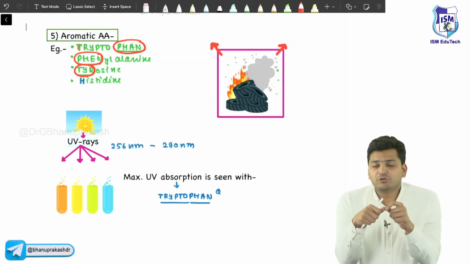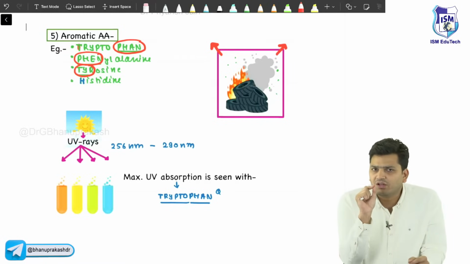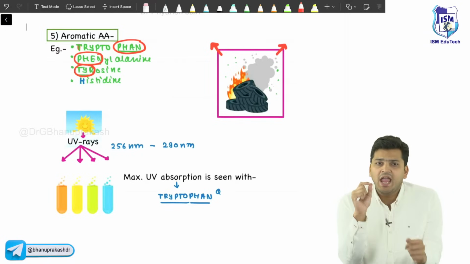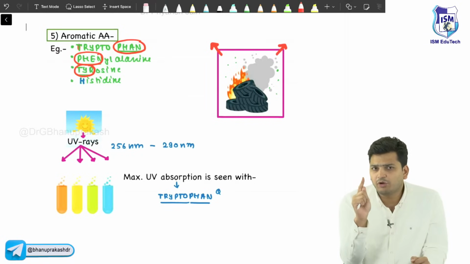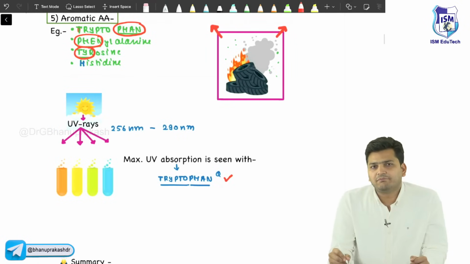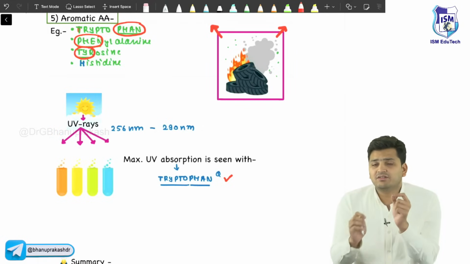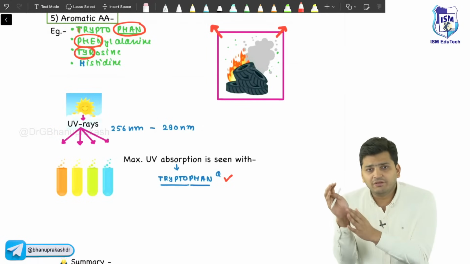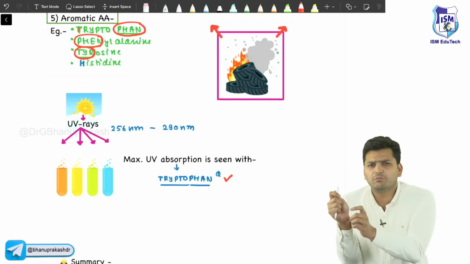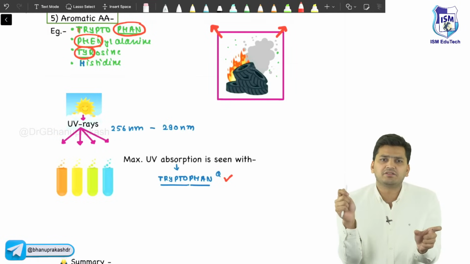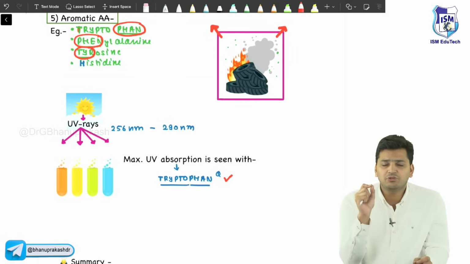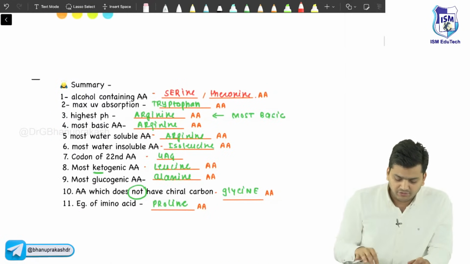Now, what is the point to remember in this? The most important question to remember is that these aromatic amino acids tend to absorb UV rays, and the maximum UV absorption. This is the important question: maximum UV absorption is seen with which amino acid? Tryptophan. I will emphasize these words again and again. Whenever we discuss a topic, I will tell you this is the most important thing. If this word comes, this will be the answer. The amino acid which has the maximum UV absorption: tryptophan. Let's move to the next one.